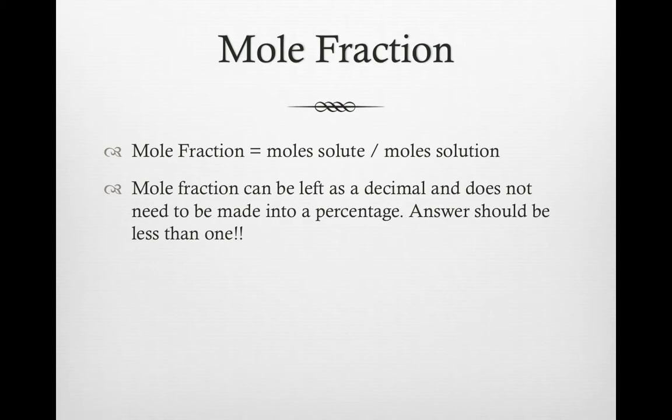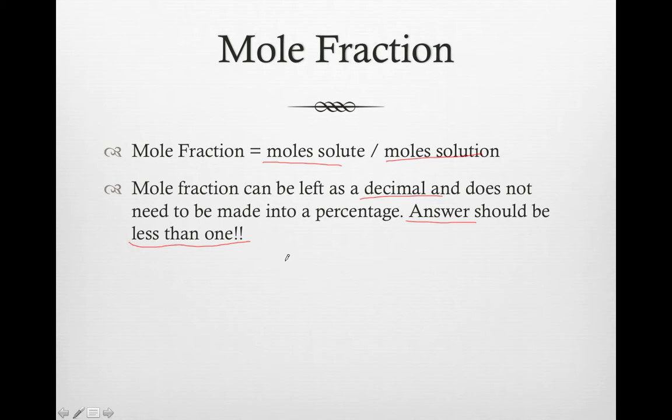Our next one, our last concentration calculation, is going to be mole fraction. Mole fraction and mass percent are very similar. So for mass percent, we took grams of solute divided by grams of solution. Here we're taking moles of solute divided by moles of solution. You can leave mole fraction as a decimal. We don't need to make it a percentage. We want the decimal version. Which means that because we have a decimal, I should be able to get answers of less than 1, because if I would take the mole fraction for both my solute and solvent, they should equal 1 as the whole, because that would be 100%.